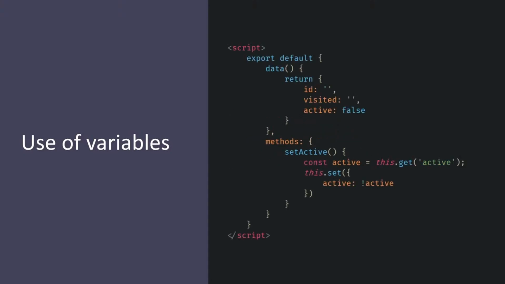In version 1 and version 2, you have to use this.get and then the property you want to get, and this.set with an object that you set the state of the component to. This code will only change the properties that are listed in the this.set. So ID and visited in this case will still remain the same.